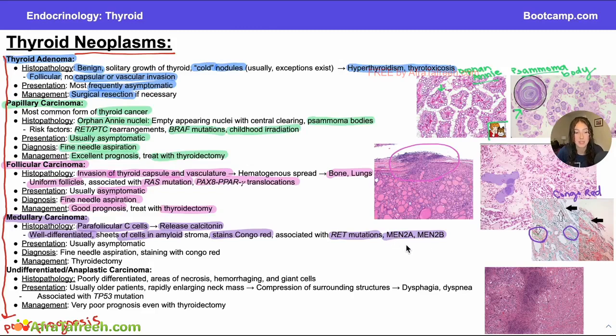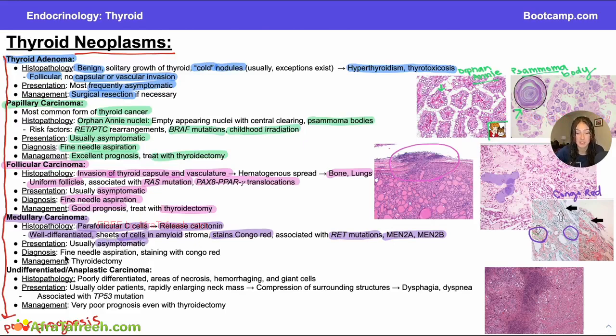And MEN2B is associated with marfanoid body habitus, mucosal neuromas, pheochromocytoma, as well as this medullary carcinoma. So medullary carcinoma, MEN2A and MEN2B. Remember, it's the thyroid carcinoma that starts with M that goes with the MEN syndromes, and that is certainly a key fact that is likely to show up on step 1 of your boards.